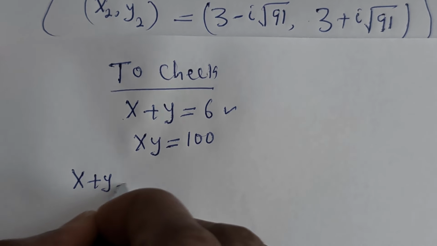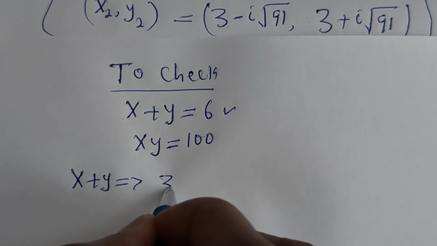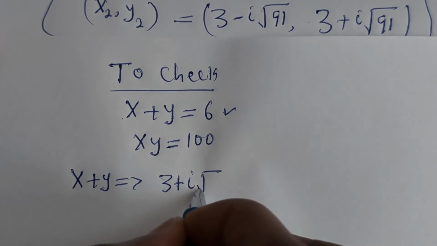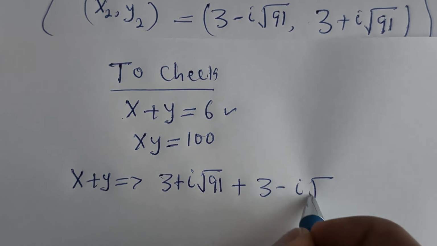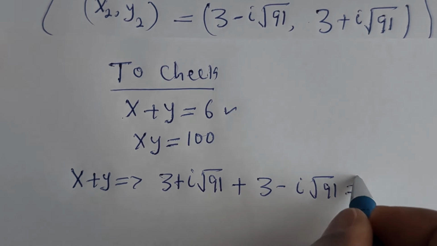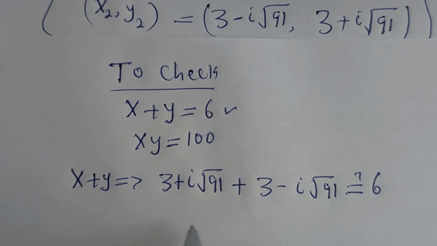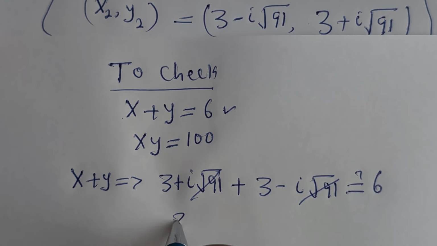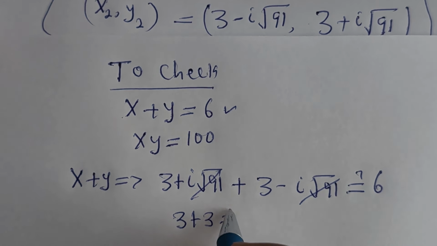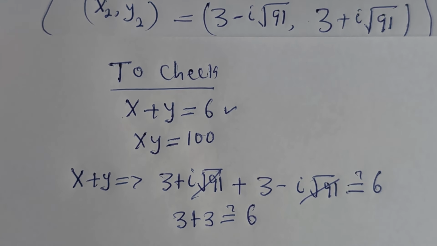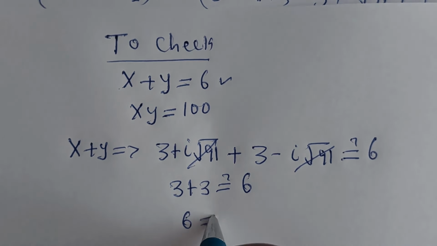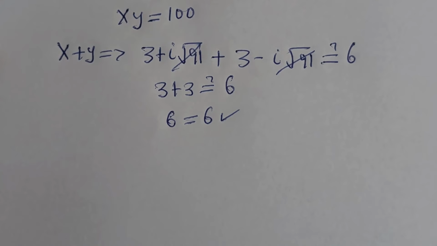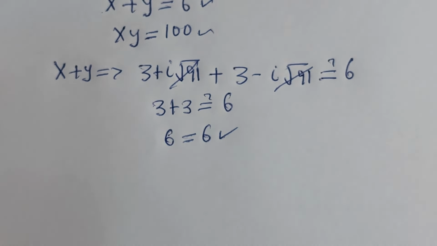s plus y, this is 3 plus i root 91 plus 3 minus i root 91 must be equal to 6. This cancels this. We have 3 plus 3 must be equal to 6. And 3 plus 3, this is 6, is equal to 6, which is true. Now let us consider this.